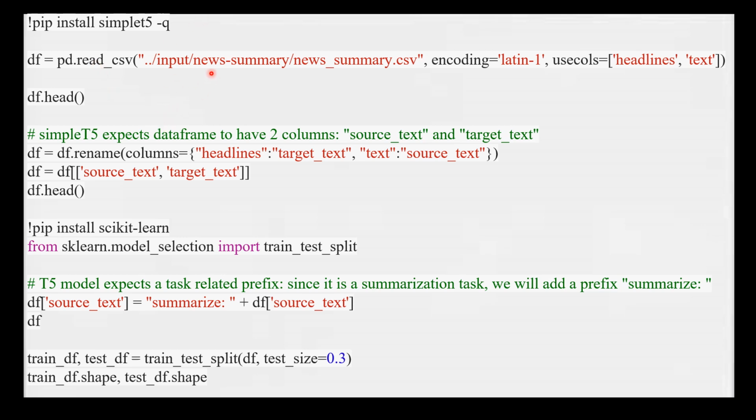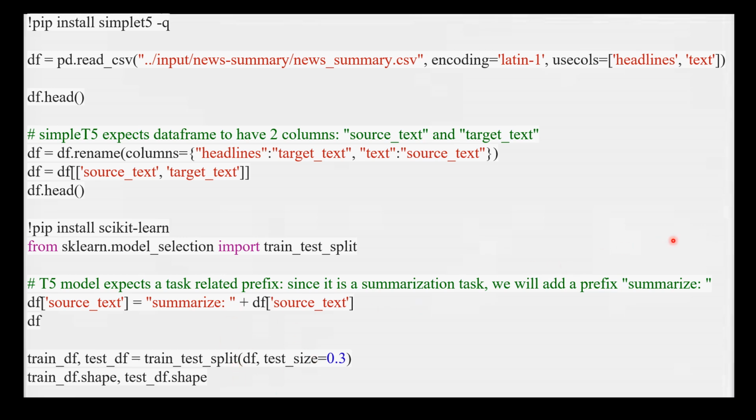Next, the data frame is renamed and reshaped to match the expected format of two columns, that is source text and target text. Now the code installs this scikit-learn library using pip. Then the train test split function is used to split the data frame into training and testing sets. Next, the simple T5 class from this simple T5 library is imported and used to load a pre-trained model. Then a model is trained on the provided training data using this train function.